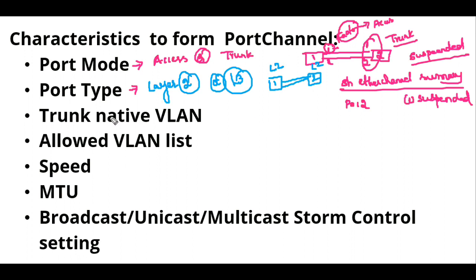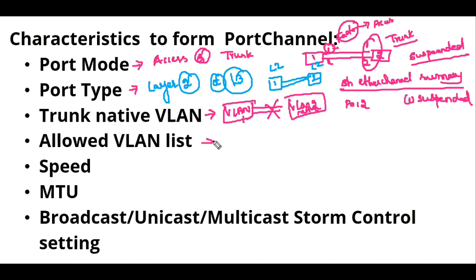The next parameter we have is trunk native VLAN. We know by default your native VLAN is VLAN 1, right? If you have native VLAN as VLAN 1, and you configure the other end of the switch on any of the ports with, say, VLAN 2 as the native VLAN, again EtherChannel will have some errors. It will be suspended. Whatever ports you configure, those will be suspended.